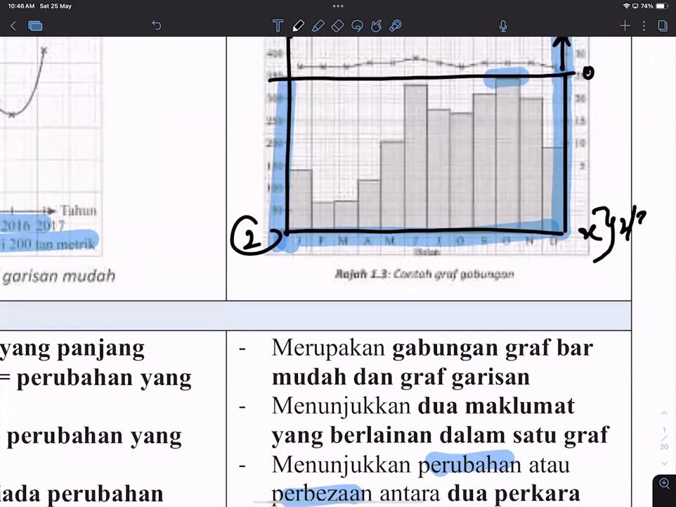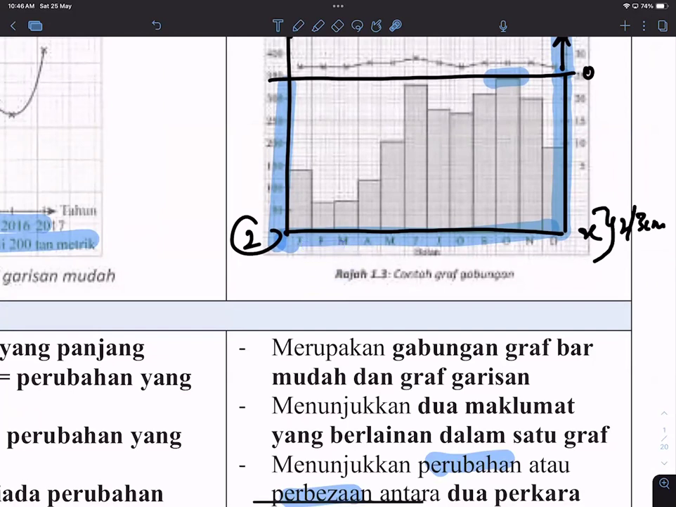2 to 3 cm. Depends on your handwriting. If your handwriting is smaller, with a small font, then you can just prepare 2 cm. For Y1, Y2, squeeze within 2 cm. But if you have bad handwriting like me, then you prepare 3 cm. So you can try to write the scale.